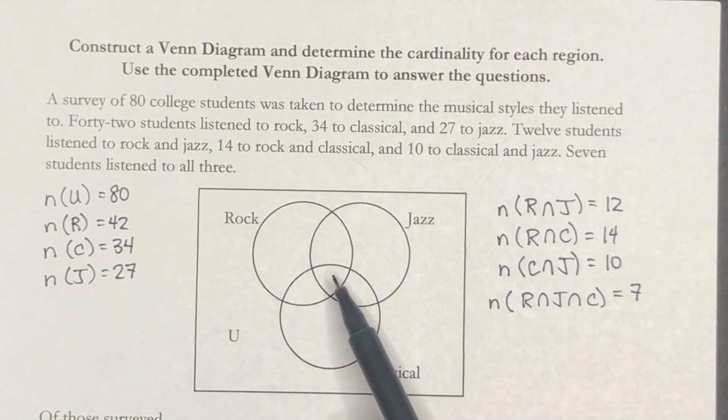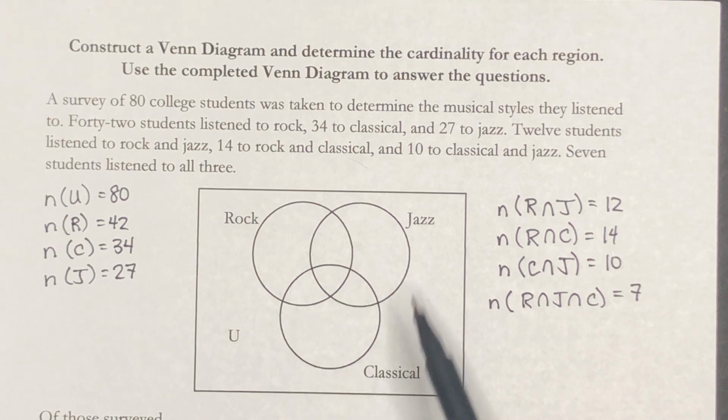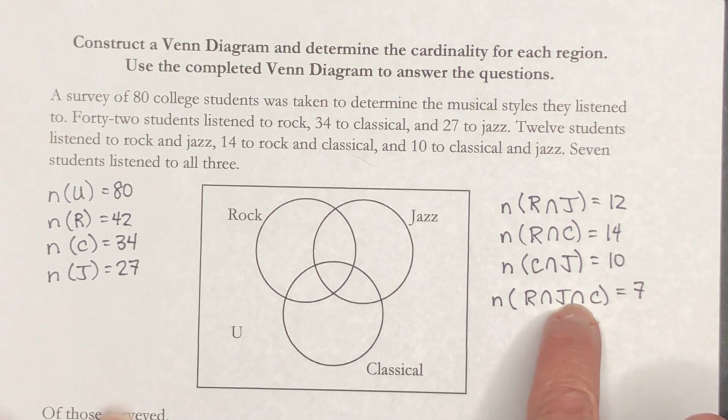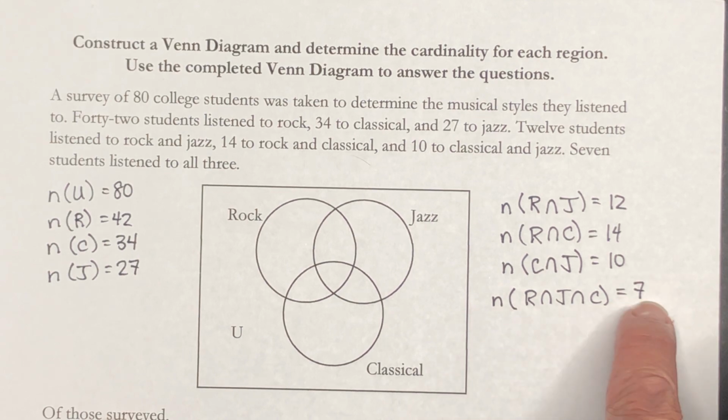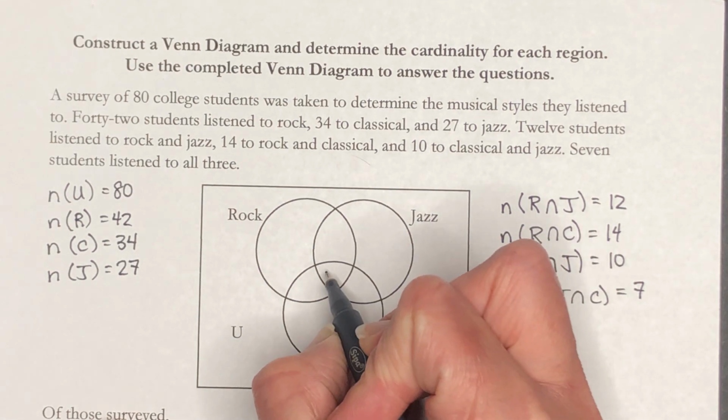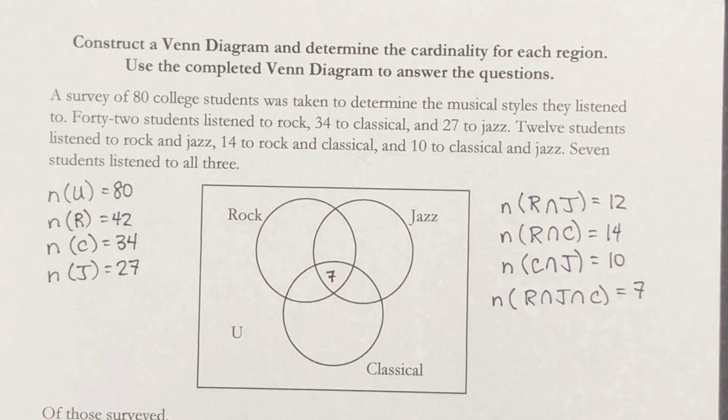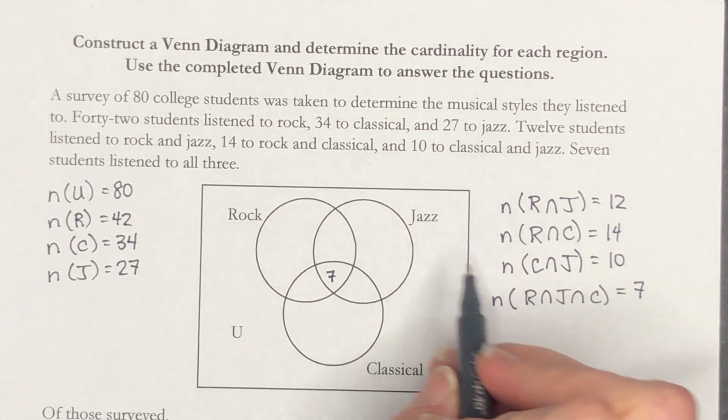So our smallest region would be this here, where the 3 types of music overlap, which is right here. So how many people listen to all 3? 7. So the number of elements in this region right here would be 7.